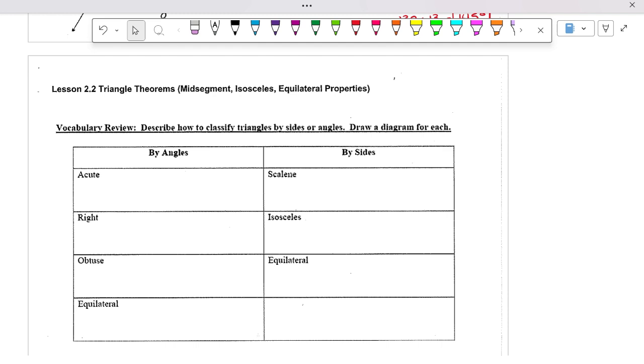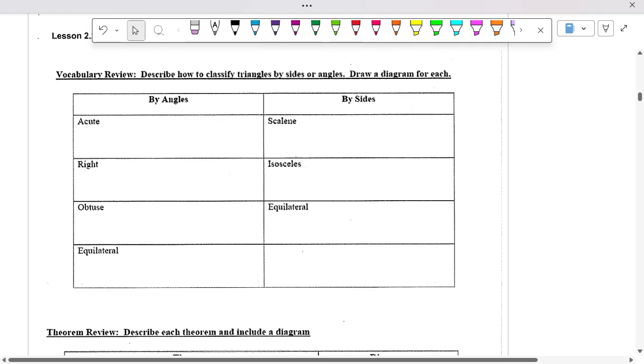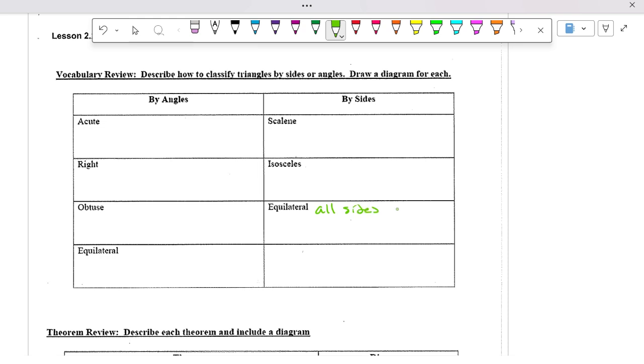So equal, but if a singular triangle is equilateral or equal, say one more time. All angles are congruent, which also means that all what are congruent? All sides are congruent. So equilateral just means that all sides are congruent. So if I were to draw a picture, all three sides would have the same tick mark on them.